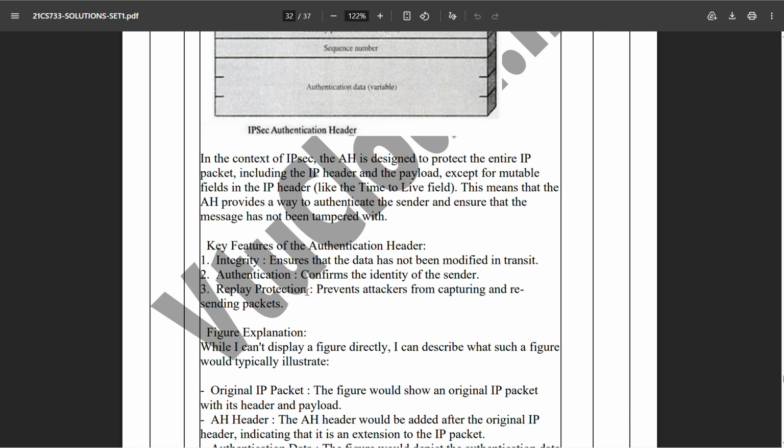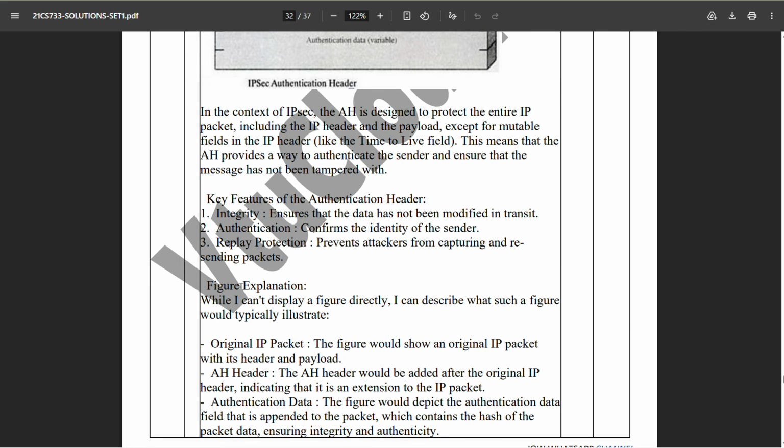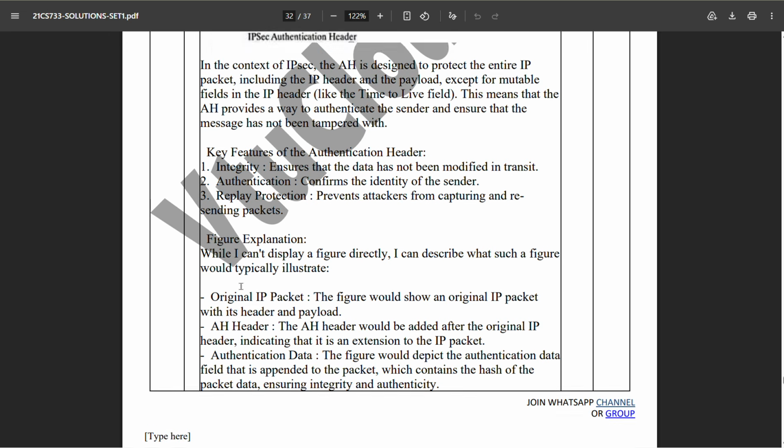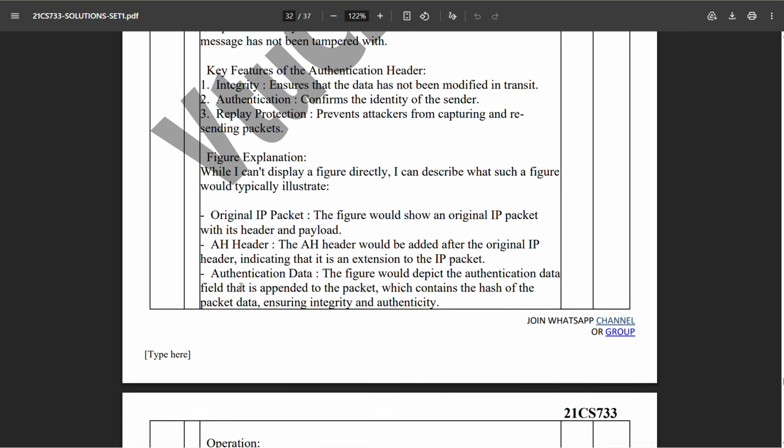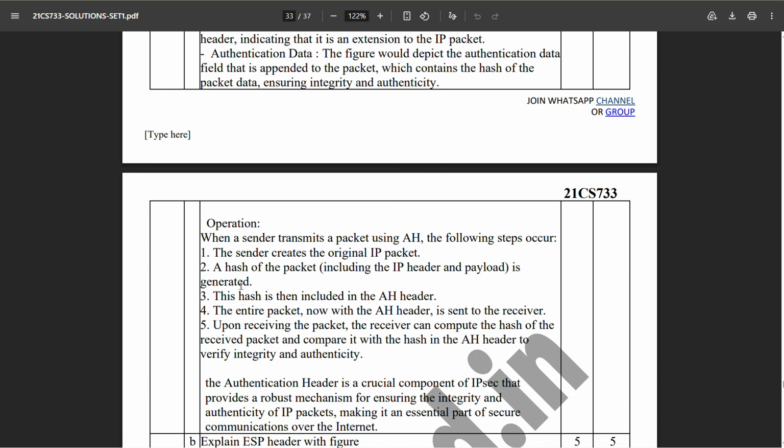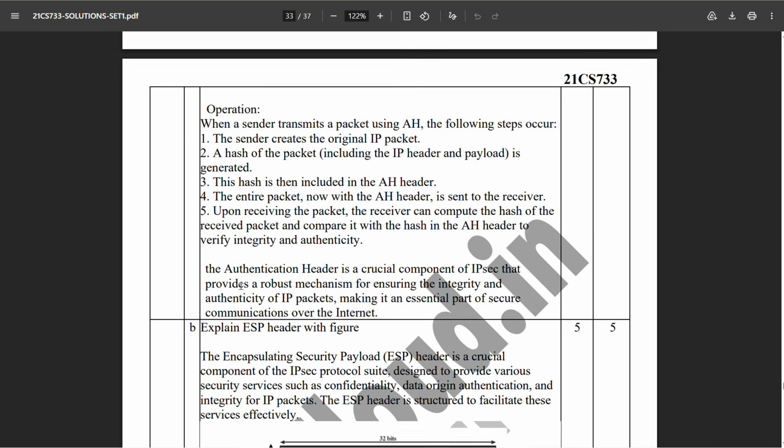Key features of the authentication header: integrity, authentication, replay protection. These are the key features of the authentication header. And explain what is the operation of the authentication header.